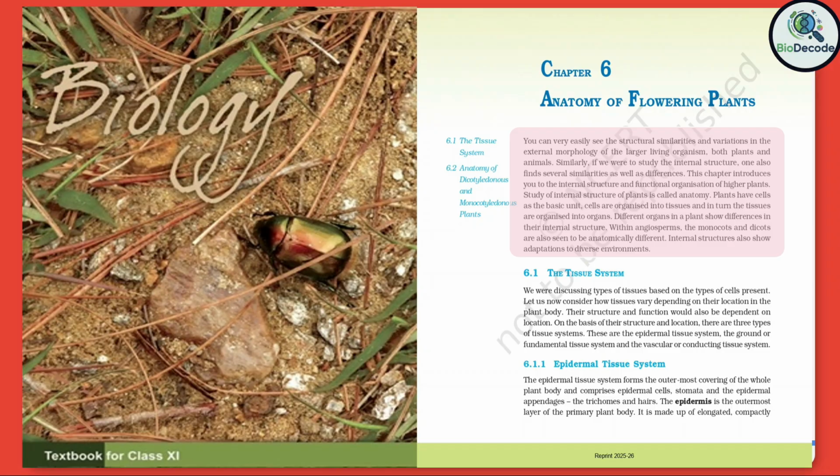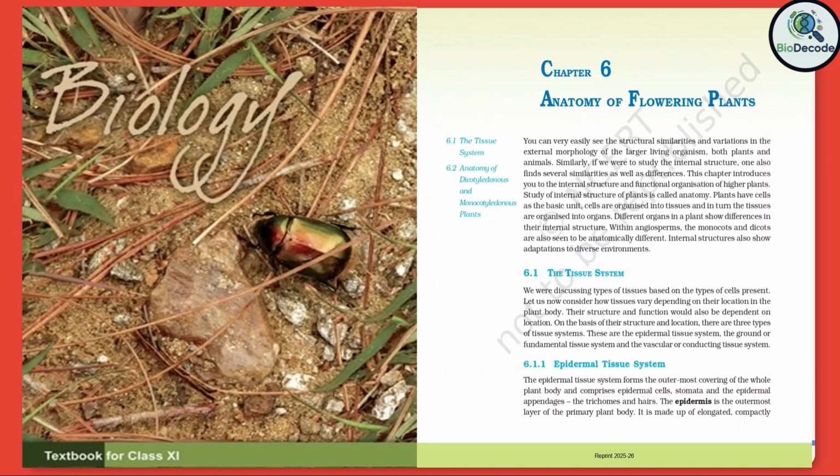Plants have cells as their basic unit. Cells are organized into tissues, and in turn, tissues are organized into organs. Different organs in a plant show variations in their internal structure. Within angiosperms, the monocots and dicots are also anatomically different. Internal structures also show adaptations to diverse environments.